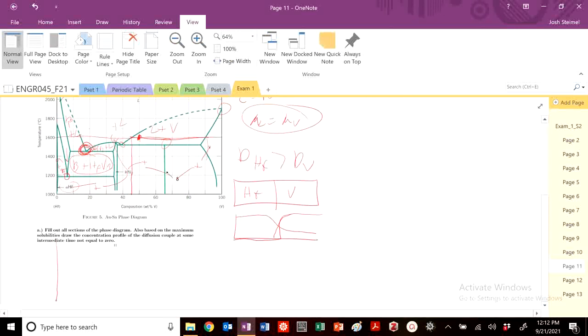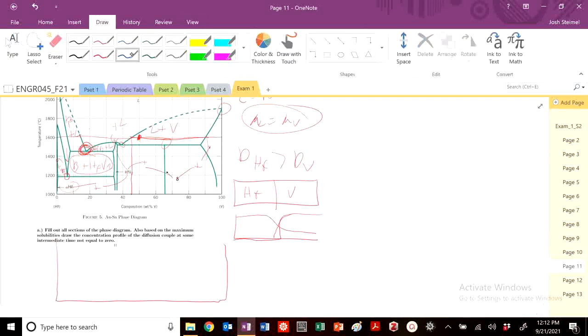So I'm going to draw the exact same distance here. My first phase that I'm in is my alpha phase, so I'm going to make my alpha line this blue line. I'm right here, and that's the only time I'm in that phase. And then I cross over into this two-phase region of alpha plus beta. In between, I'm going to draw lines like this.